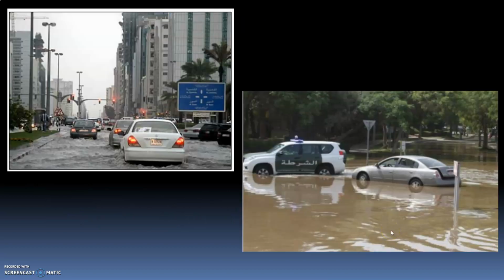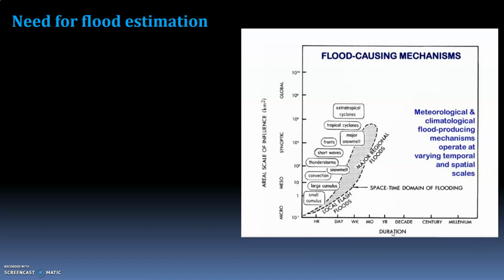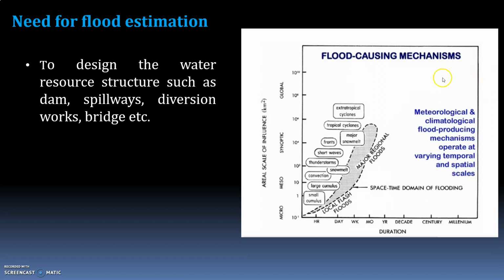So, a picture of floods. Need for flood estimation. These are some of the flood causing mechanisms: extratropical cyclones, tropical cyclones, major snow melt, fronts, short waves, thunderstorms, snow melt, convection, large cumulus, small cumulus. These are some of the flood causing mechanisms.